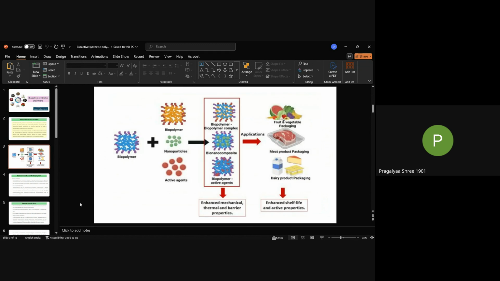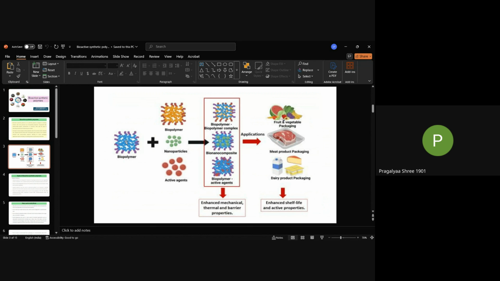So this is normally a biopolymer. To the biopolymer, we are going to add some nanoparticles and active agents. These active agents or nanoparticles are going to improve the properties of the polymer material. When you mix all these things, you will get a biopolymer complex, a composite, and biopolymer with active agents. So these are the different ingredients we can add.